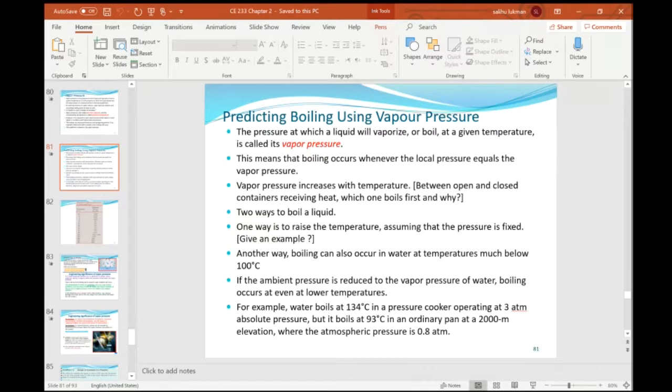Okay, for example, water boils at 134 degrees in a pressure cooker operating at 3 atmospheres. 3 atmospheres, that's 3 times the atmospheric pressure. So definitely we would expect the boiling point in that case to be higher. But it boils at 93 degrees in an ordinary pan at a 2,000 meter elevation where the atmospheric pressure is 0.8. Yeah, this is exactly my point. At atmospheric pressure, water boils at 100 degrees Celsius. But at 2 kilometers above sea level, the atmospheric pressure has reduced to 0.8, and when it reduces, the boiling temperature will also reduce to 93 degrees Celsius.